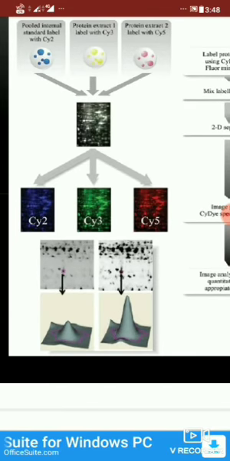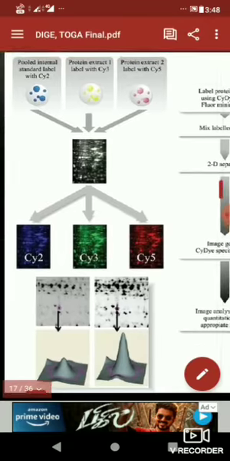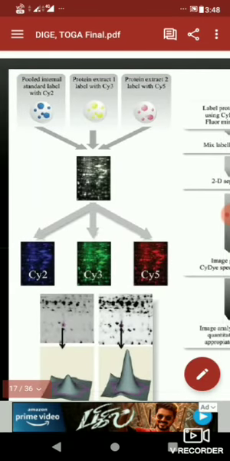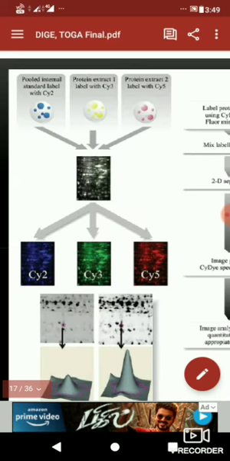We have 3 protein samples. Protein extract 1 is labeled with CY3. We have the standard internal protein, which is what we are going to use for comparison. For our example, let us say this blue one, the first one, is labeled with CY2, and that is the protein from a normal person. Let us assume this protein extract 1 is from diseased person 1 and protein extract 2 is from diseased person 2. Right? So the first one is labeled with CY2, the second is labeled with CY3 and the third is labeled with CY5.